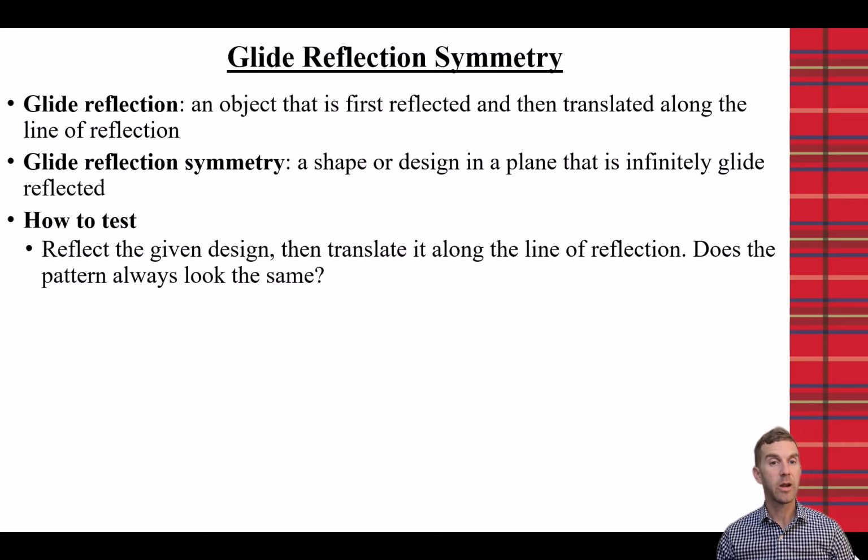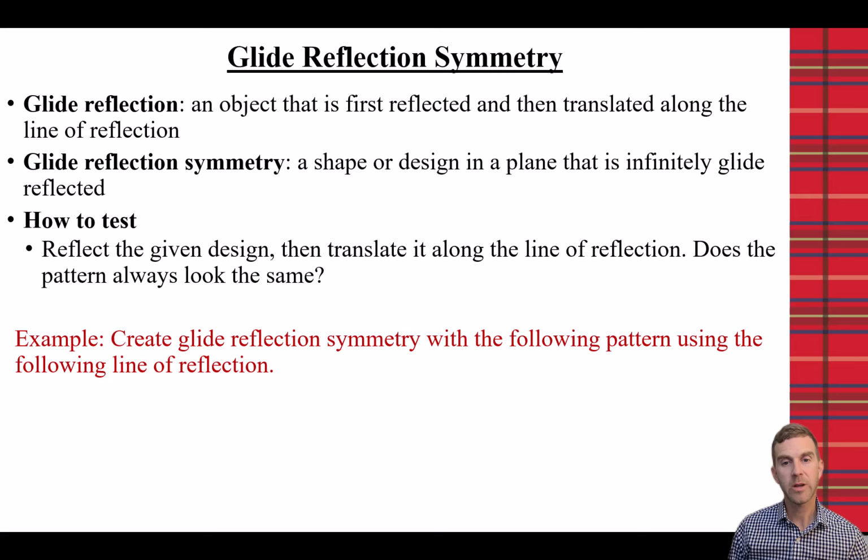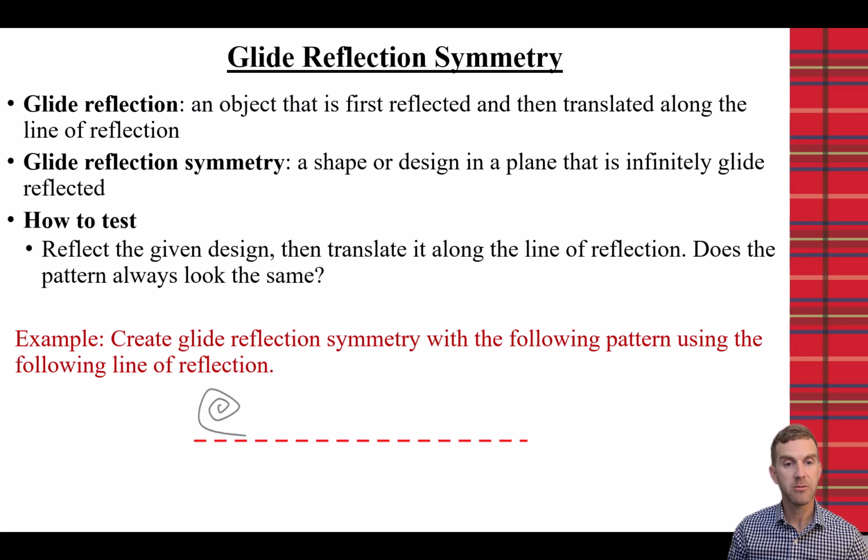We first will take whatever we think may have glide reflection, we'll reflect that object along the line of reflection, and then translate it along the line of reflection. Say, are we still creating that same design? So what if you want to actually create one? So let's try to create our own glide reflection.